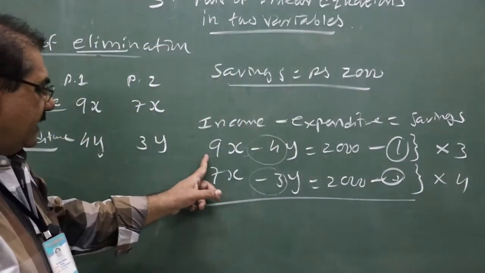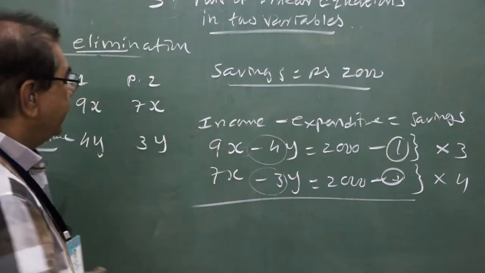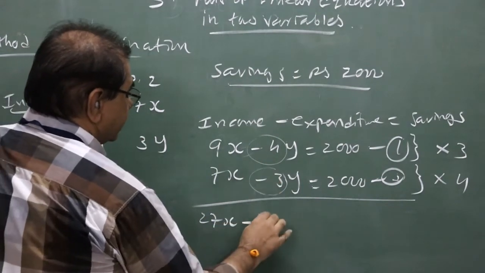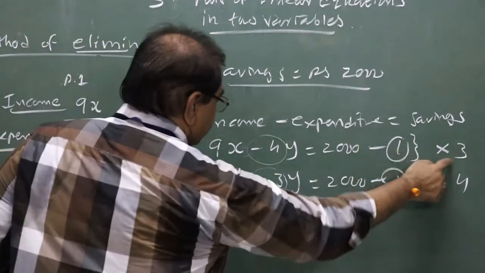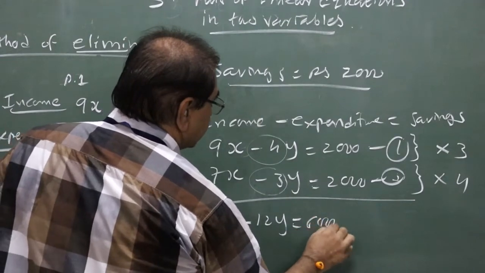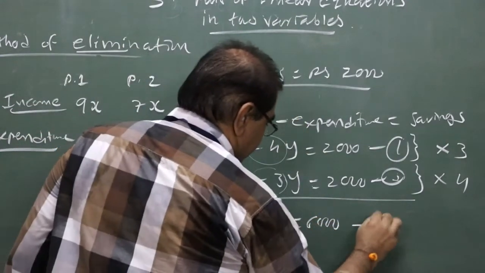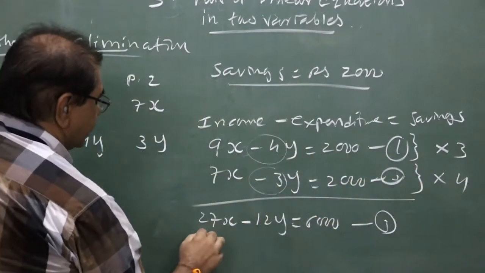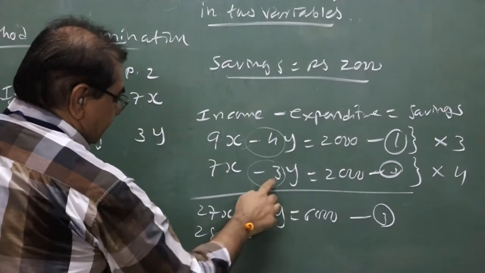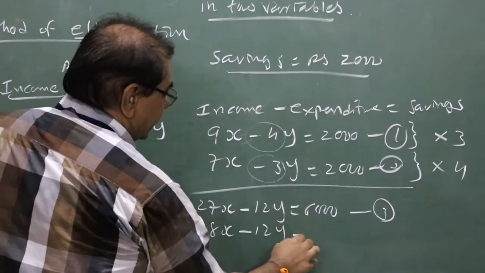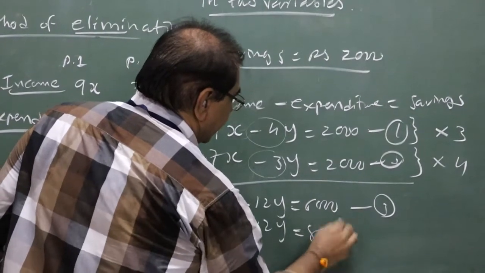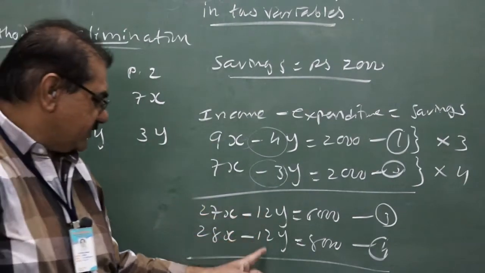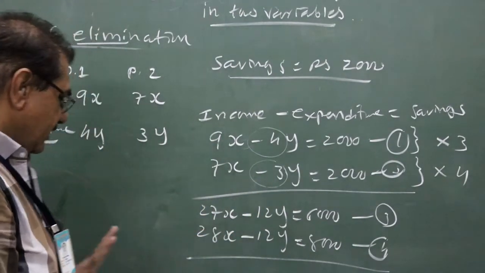So on multiplying equation 1 by 3, we get 9 3s are 27x minus 4 3s are 12y is equal to 3 2s are 6000. It is equation number 3. Now multiplying equation 2 by 4, we get 7 4s are 28x, 3 4s are 12y is equal to 4 2s are 8000. Equation number 4. Now these are the two new equations in which the coefficients of y are equalized.